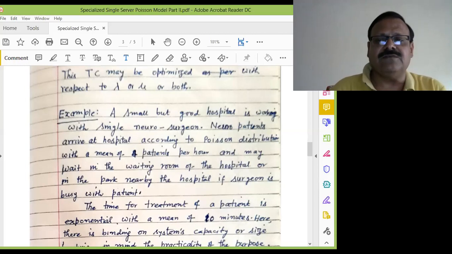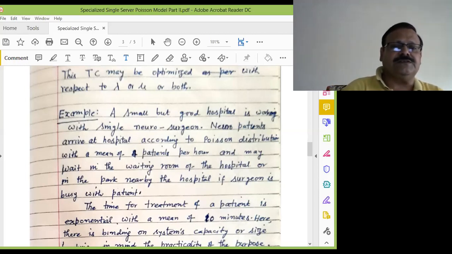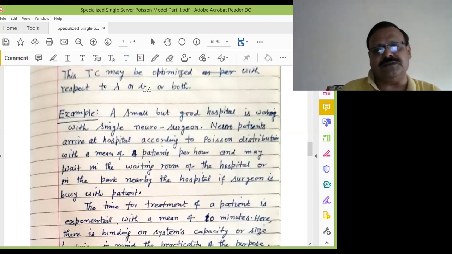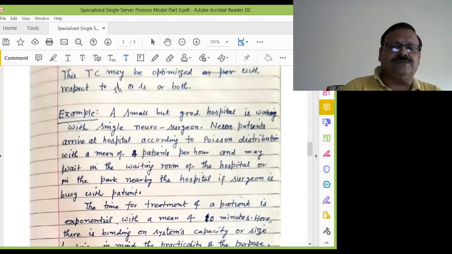So when we talk about optimization, it means that with respect to lambda, we can optimize. With respect to mu, we can optimize. With respect to both, we can optimize. If we optimize with respect to lambda, we will find one nonlinear equation. We will solve it by applying a certain given procedure, and we can apply the computing process to find it. And similarly, we can do with respect to mu.